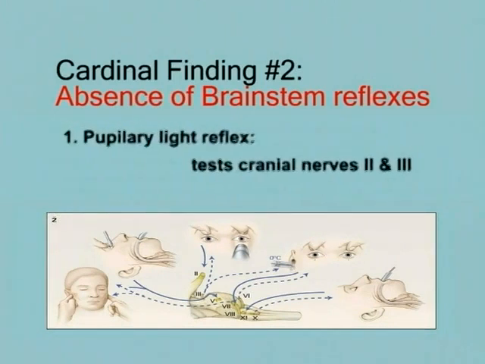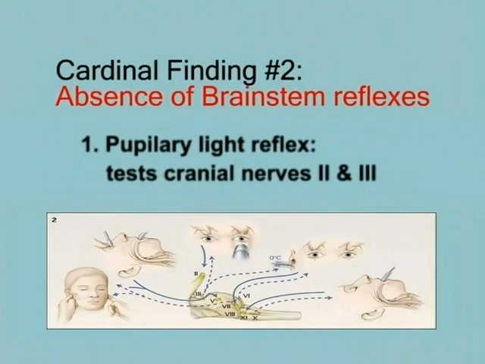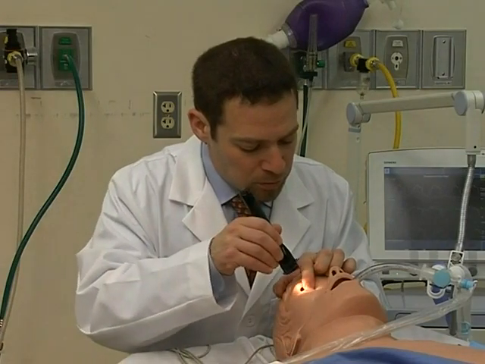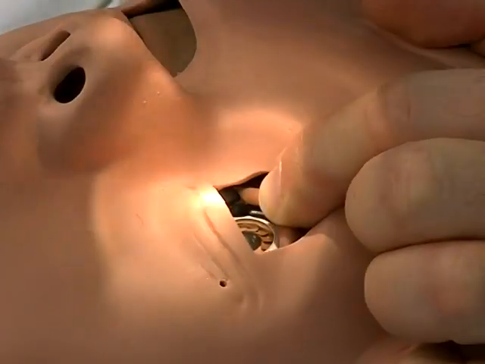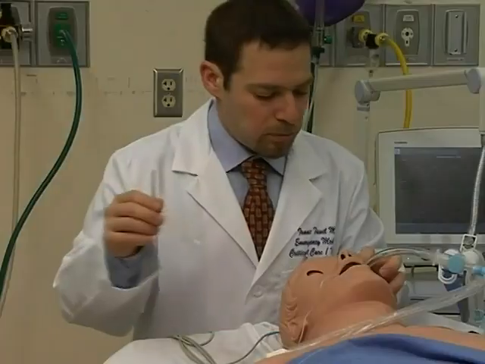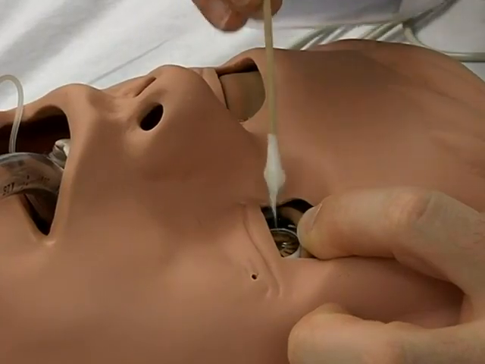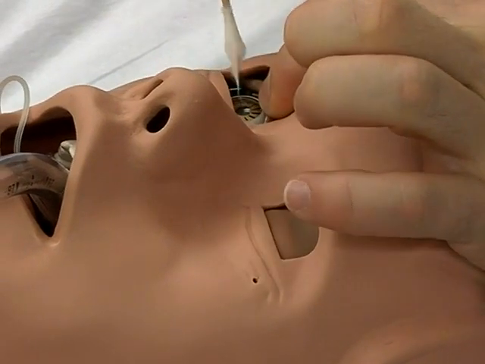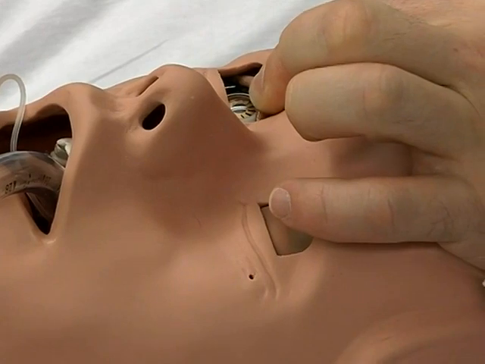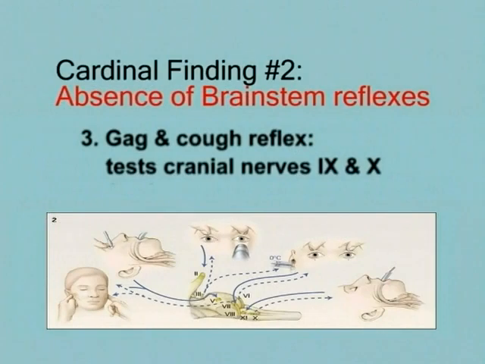First, we test cranial nerves 2 and 3, which is the pupillary light reflex. Simply shine a light in the eyes and check for pupillary constriction. If no pupillary response, this brainstem reflex is absent. Next, we will test the corneal reflex, which tests cranial nerves 5 and 7. Simply apply gentle stimulus to the cornea and watch for any eyelid contraction. This may be very subtle, but its absence confirms dysfunction of cranial nerves 5 and 7, which originate in the brainstem.